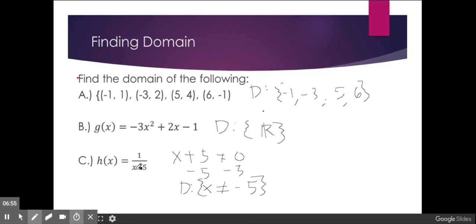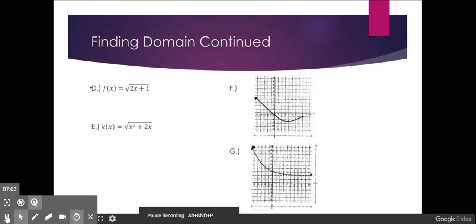You can also think of it, okay, -5 plus 5 gives me 0. That would make my denominator 0. But sometimes it's a little bit tricky, so you have to actually do it out.